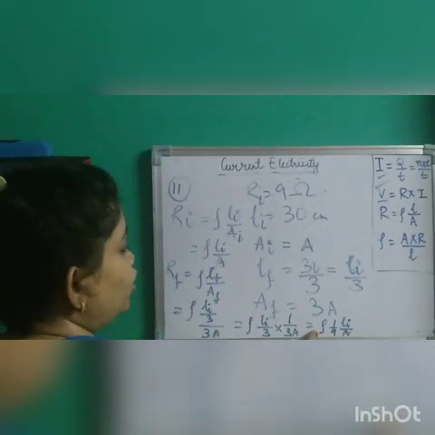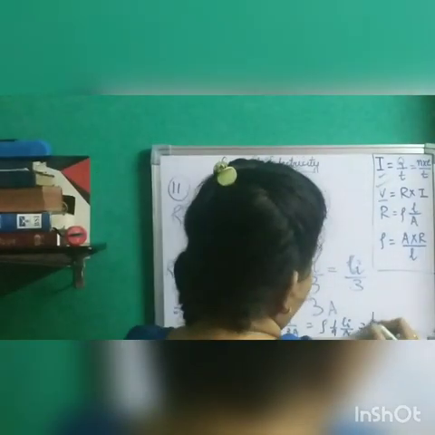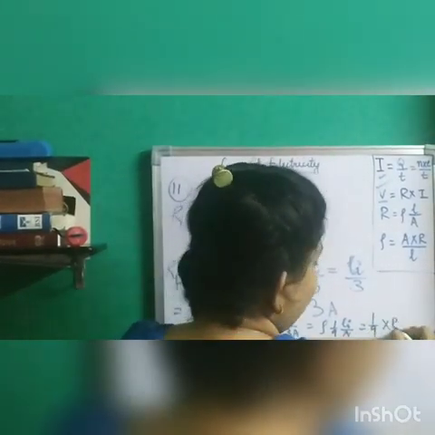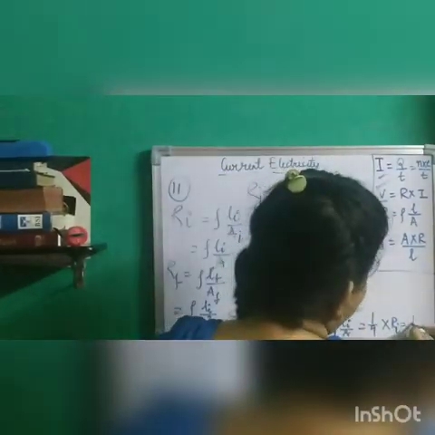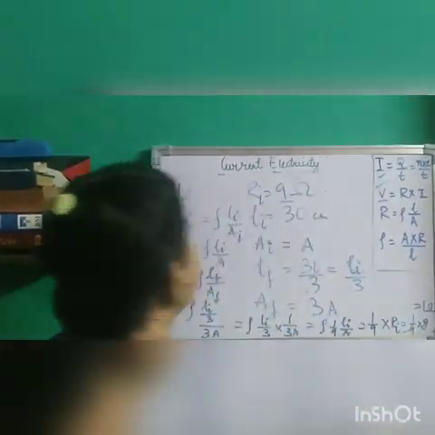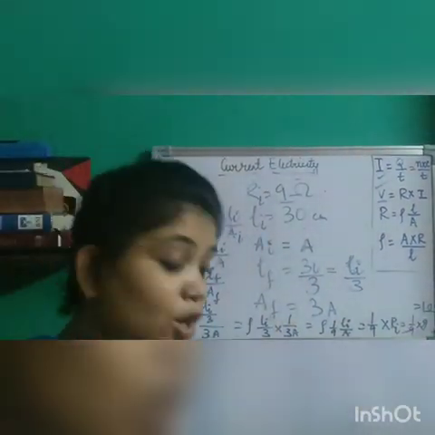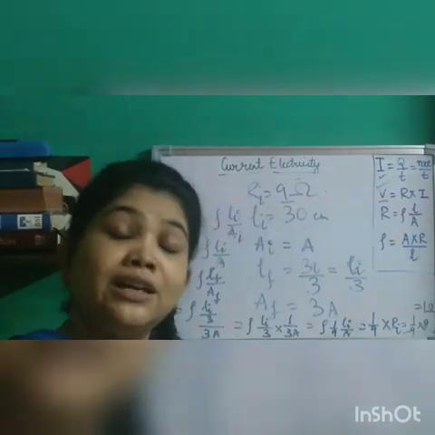Now rho Li by A is what? Nothing but Ri. So I can write 1 by 9 into Ri. What is the value of Ri given? 9. That means 1 by 9 into 9, which is 1 ohm. So the new resistance is 1 ohm. Okay students, so we have done with the 11th sum.